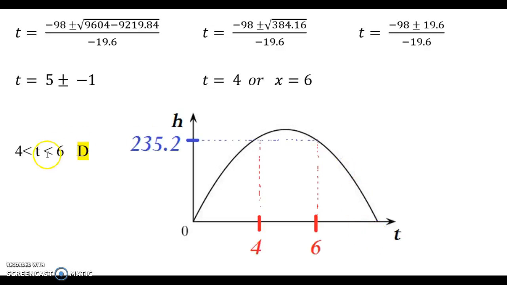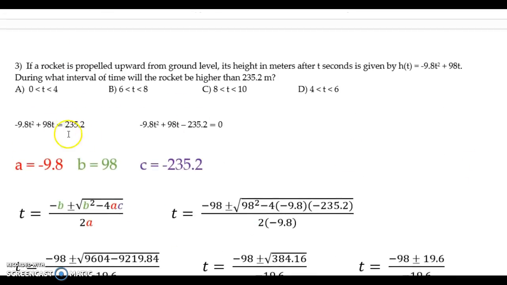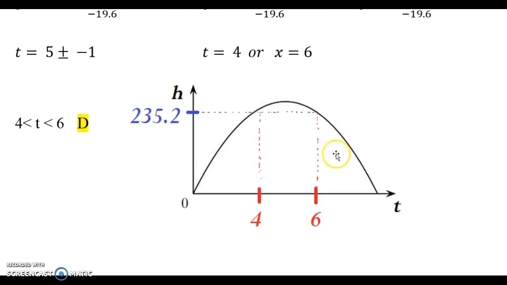And so we don't want to use the less than or equal sign for either one of these, because at 4 and at 6 seconds, remember we solved for when it was exactly equal to 235.2. But our problem wanted us to find the times when it's higher than 235.2. And so it's only when it's between 4 and 6, not when it's actually equal to 4 and 6, that we are actually higher than that height.